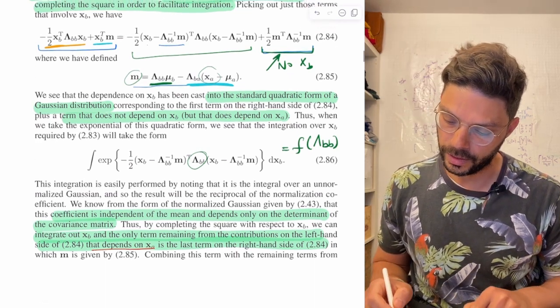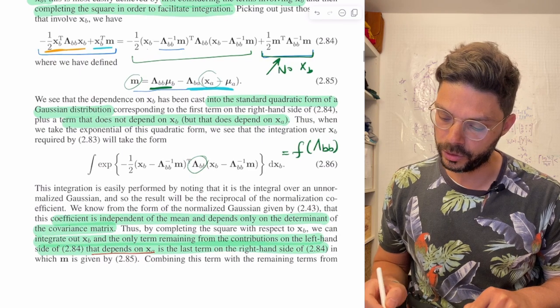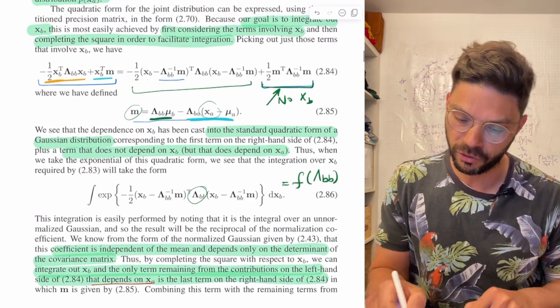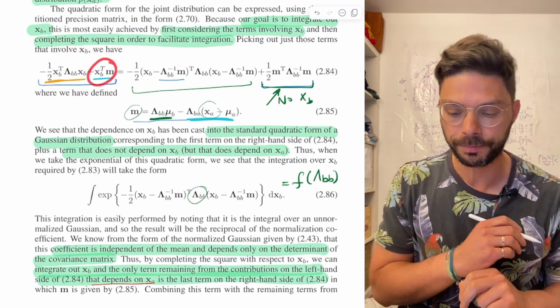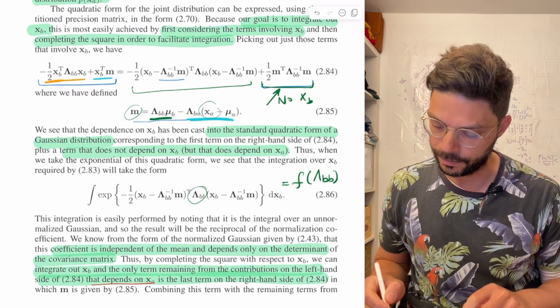And that's what he says. So we can integrate out x_b, and the only term remaining from the contributions on the left-hand side of 2.84, so this thing, that depends on x_a is this part. Okay, so it's the last term on the right.